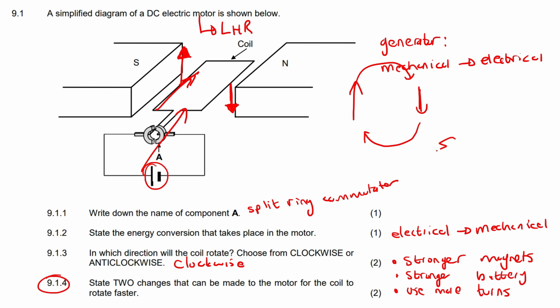Remember in the formula for this Faraday equation, one of the things we talk about is the number of turns. So you could have more coil wrapped around here. Okay, so you could use more coil. And yeah, that's pretty much the different things that we can do to make this thing rotate faster or to make it better.